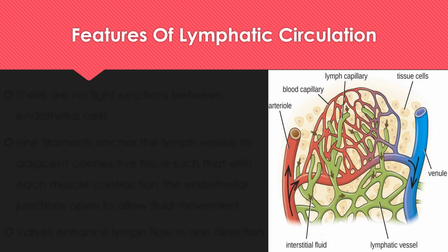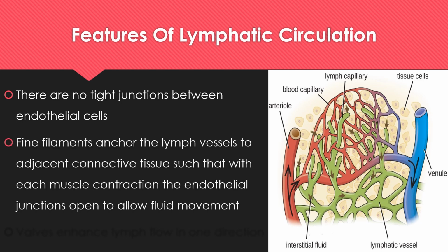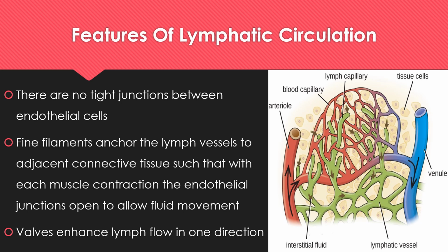Moving on to the special features of the lymphatic circulation. There are no tight junctions between the endothelial cells. The fine filaments present anchor the lymph vessels to adjacent connective tissue, such that with each muscle contraction, the endothelial junctions open to allow fluid movement. The valves present in the lymphatic vessels enhance the flow to move in one direction.